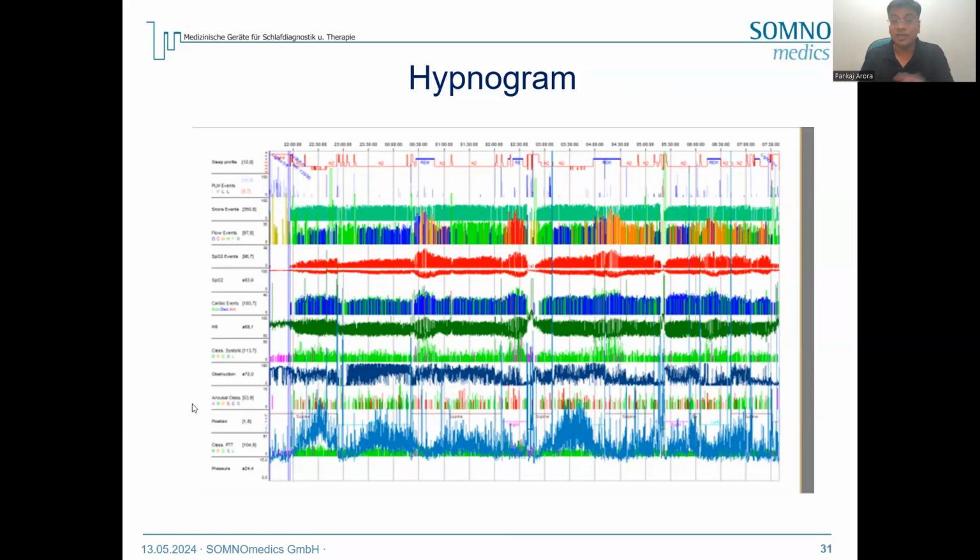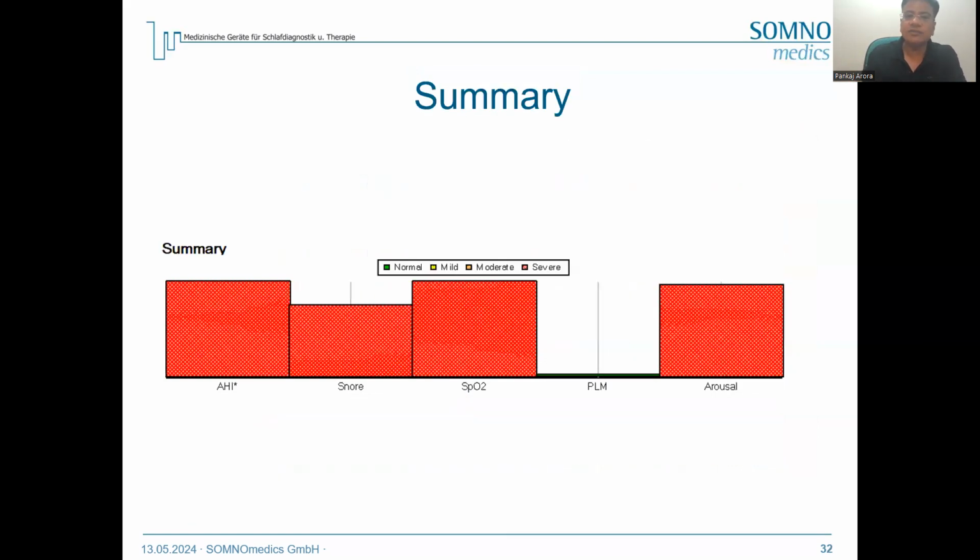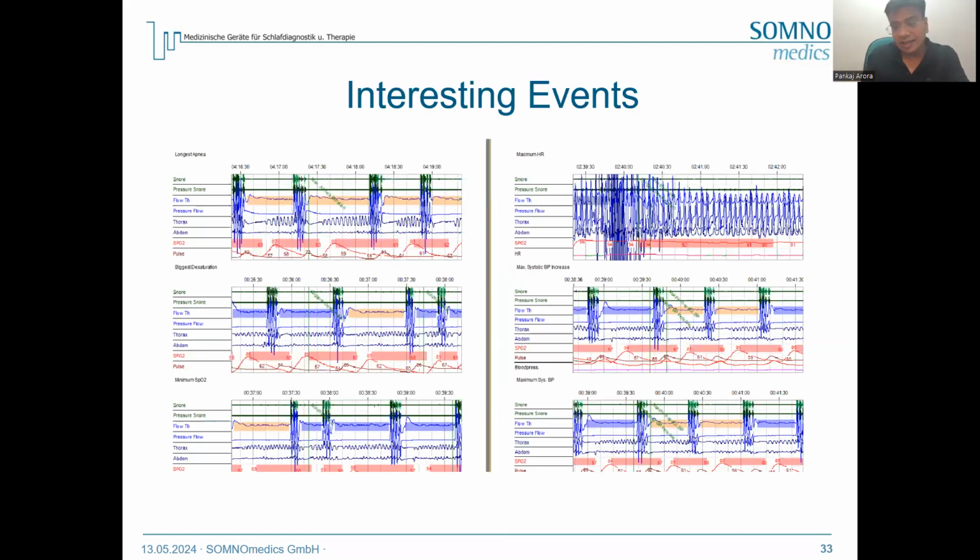There are a lot of colorful events showing, because, as we already saw, this patient had a lot of events and a lot of arousals during the night. After that, we will also come to know the summary in one snapshot itself. Everything is red. You see, apnea hypopnea index is red. Snoring is high. SpO2 had a lot of desaturations. A lot of arousals. And that is why we'll come to know this is a severe case of obstructive sleep apnea.